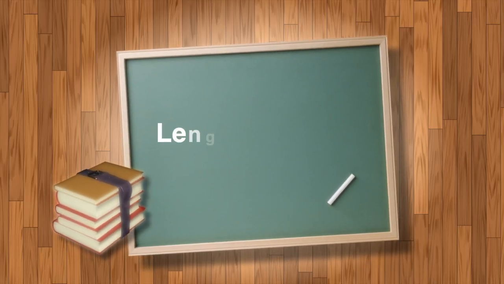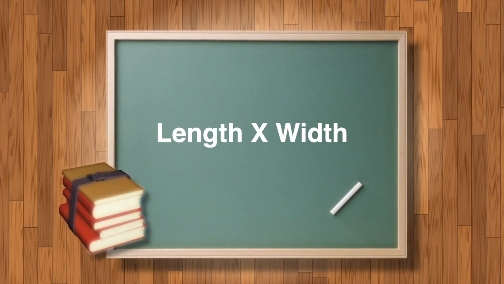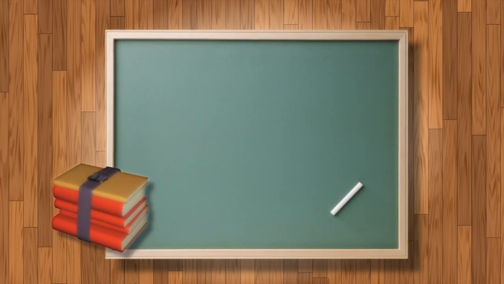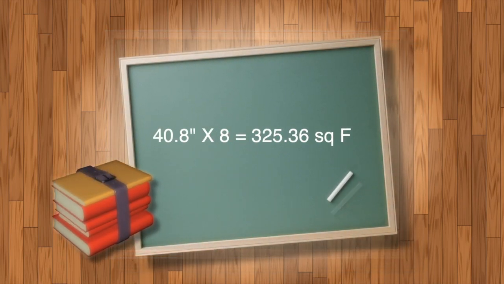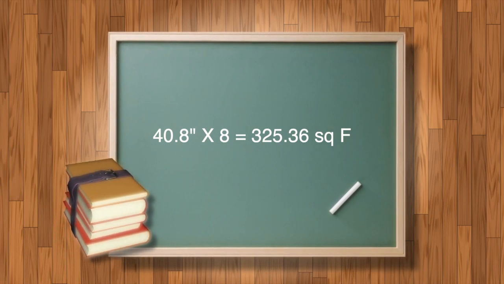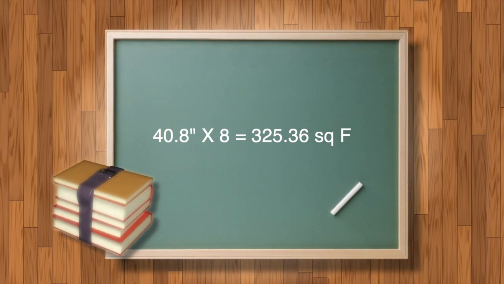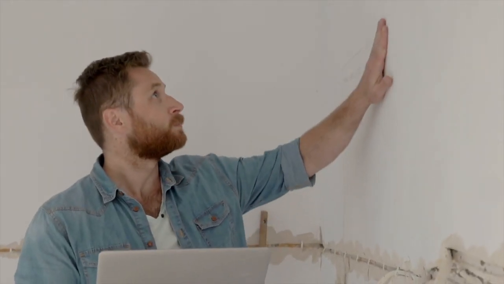Step number 1, multiply the length by the width of an area that you want to soundproof. For example, if the range of the walls to be insulated added up to 40 feet 8 inches and the ceiling was 8 feet high, the area would be 325.36 square feet. The 8 inches is converted to a decimal number by dividing it by 12.